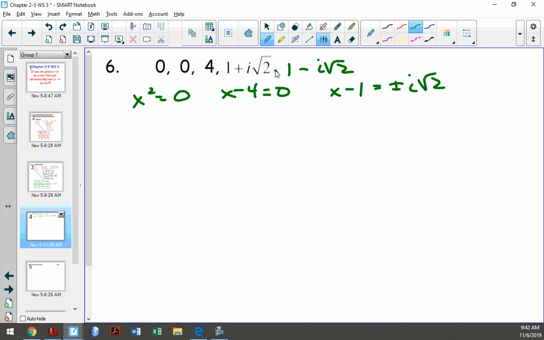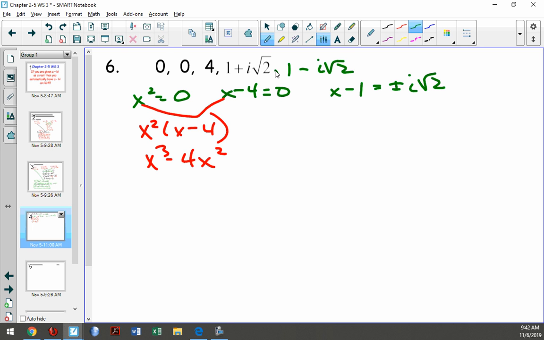Okay. Now, I'm going to go ahead and multiply those together. X squared times x minus 4 to give me an x cubed minus a 4x squared. Is that legal? Sure is. How do I get rid of the plus or minus?